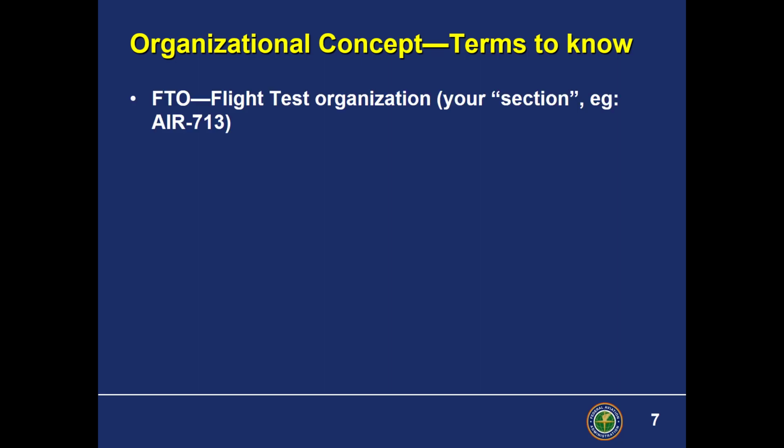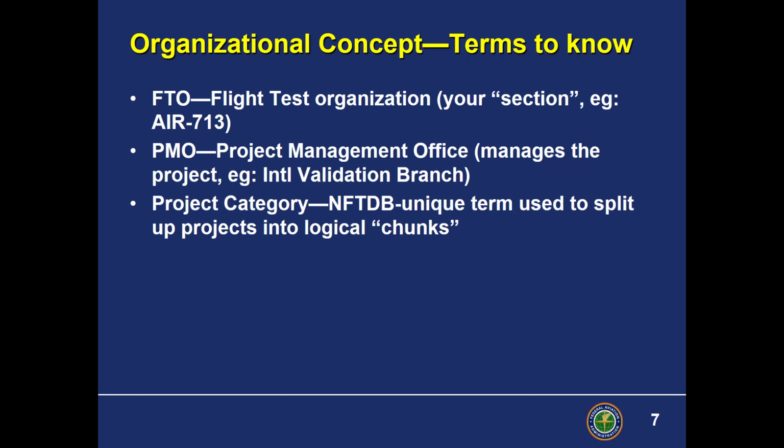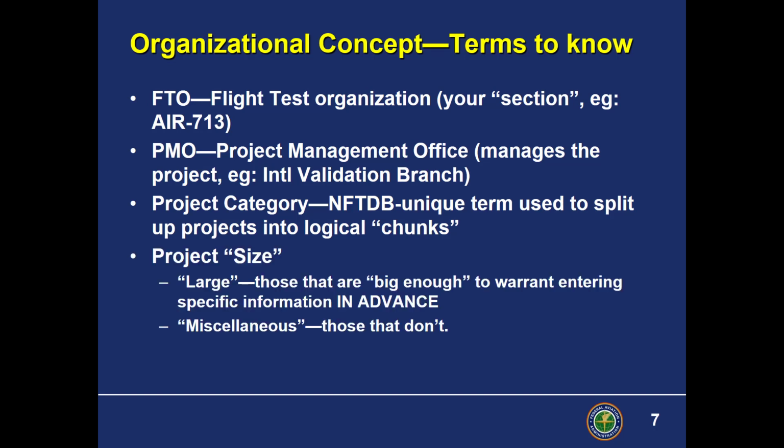The next thing to review ourselves about is the organizational concept and some of the terms. Flight test organizations, that's pretty easy, your section. PMOs are where the applicant makes an application for a type certificate or STC, ASTC, etc. They're the ones that manage the project. Project category is a unique term to the NFTDB that's very important, particularly for section focals, to understand, as is project size, large versus miscellaneous projects. And we're going to cover these last two in the next set of slides in some more detail.